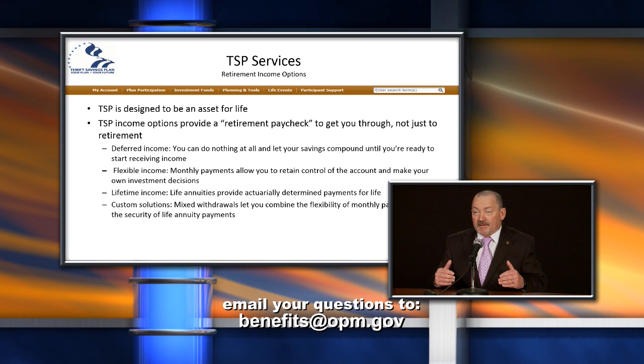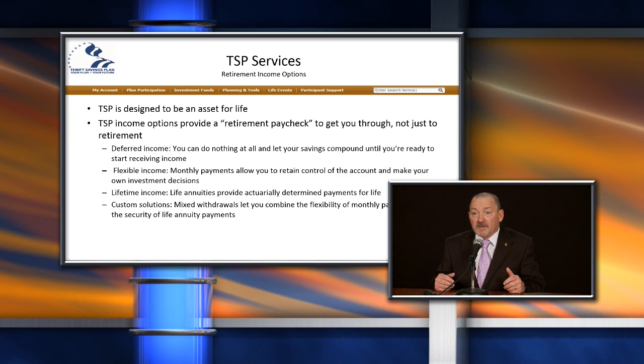If you'd like something that requires less decision making and takes some of the risks off your plate, we also have TSP life annuities. You can purchase a life annuity within the TSP, which will give you assured income for the rest of your life. And if you have a joint annuitant, a spouse or a significant other, you can insure income through both lives. And those two income options can be combined into a nice little package. You don't have to pick just one. You can actually combine them.